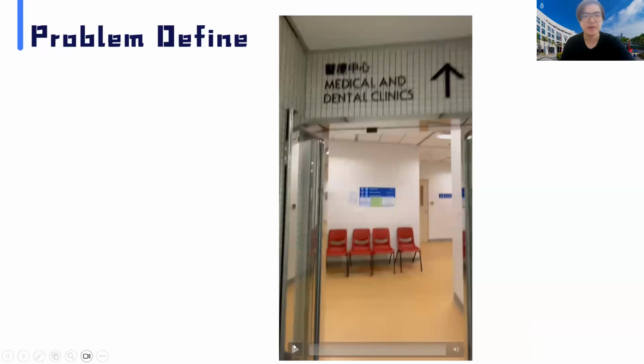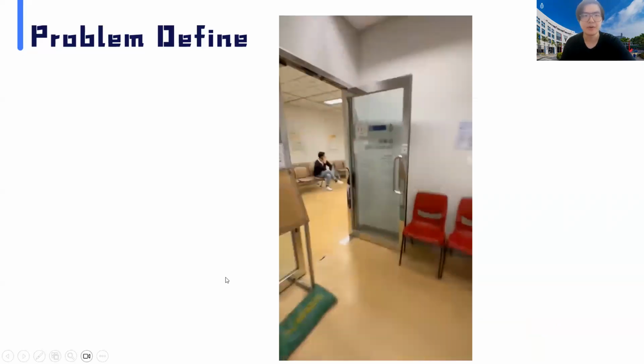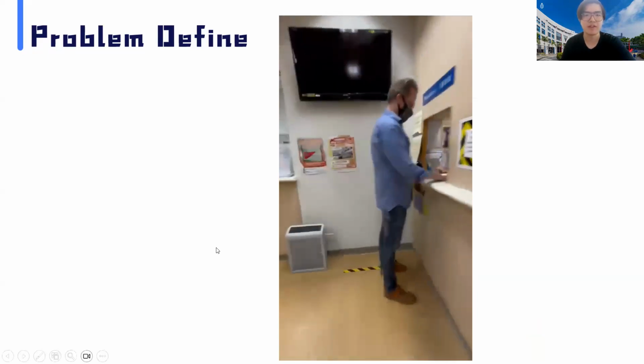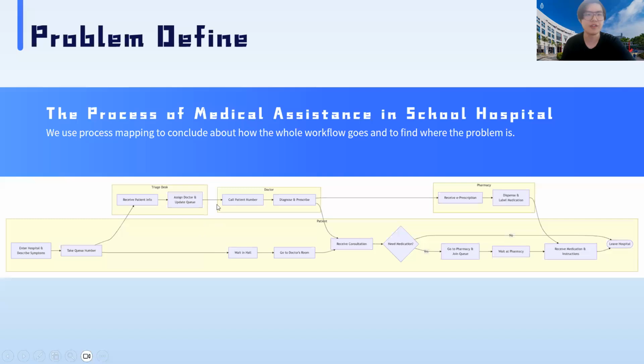As you can see, when you get sick, you come to the clinic and see many people, and you know that you won't get healthcare quickly. For the define phase, we use the process map of medical assistance in the school clinic. You can see from the process map that you have to go through a lot of procedures before you actually get medical help, which is not good because you already feel unwell.